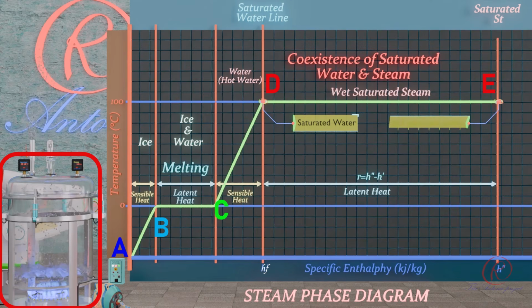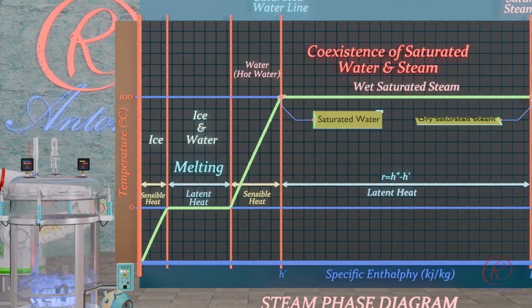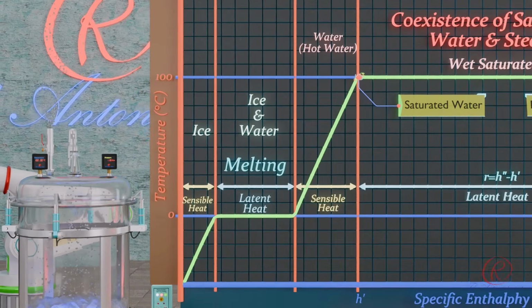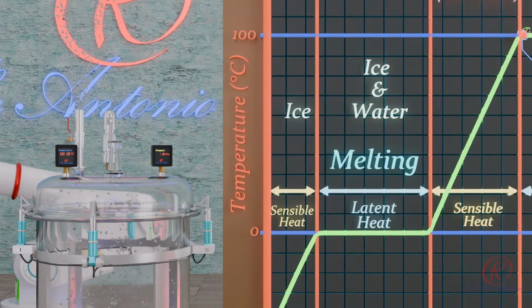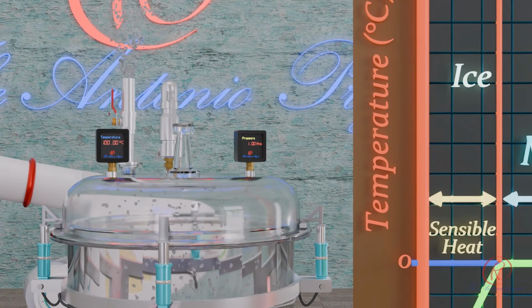Coexistence of saturated water and steam refers to a condition where liquid water and steam exist together in equilibrium at the same temperature and pressure. Saturated steam line is the line joining all points where steam exists as dry saturated vapor, with no moisture, at saturation temperature and pressure. At this point, kettle temperature remains at 100 degrees Celsius and the pressure constant at 1 atmosphere.